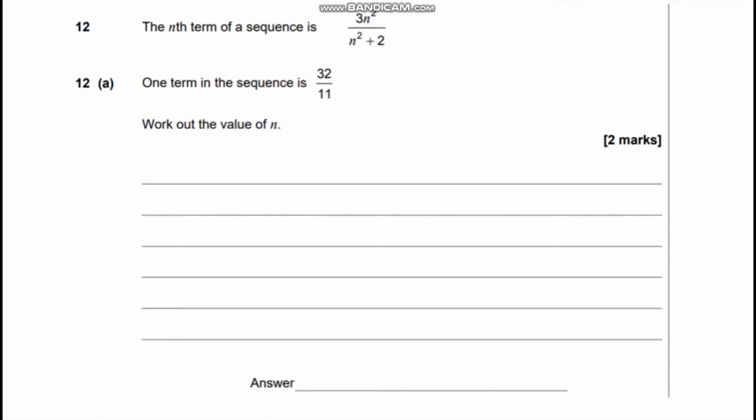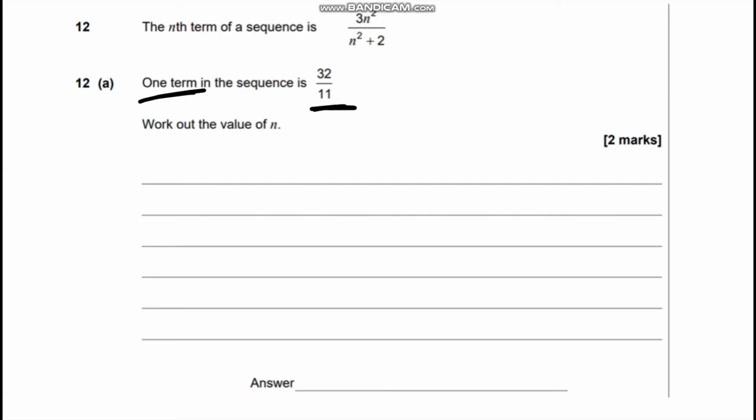In this video, we're going to be looking at question 12 from the Further Maths GCSE paper for 2022, paper 1. So we've been given an nth term of a sequence, 3n squared over n squared plus 2, and we've been told that one of the terms in the sequence is 32 over 11. Work out the value of n.